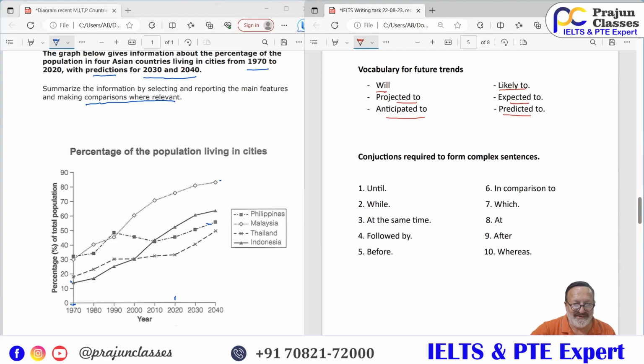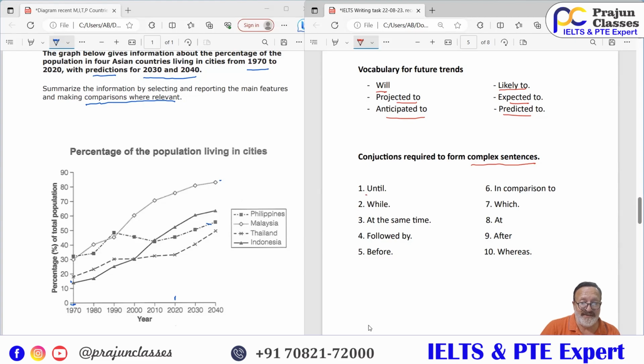Now, lastly, we have to see conjunctions which are required to form complex sentences, because in the 4th parameter we have grammatical accuracy and range. So grammatical accuracy is your tenses and all should be correct, but grammatical range means you have to write a range of sentences, not only simple sentences but complex sentences, passive sentences. So for that we can use the following conjunctions.